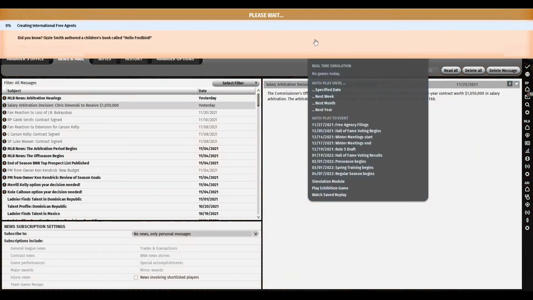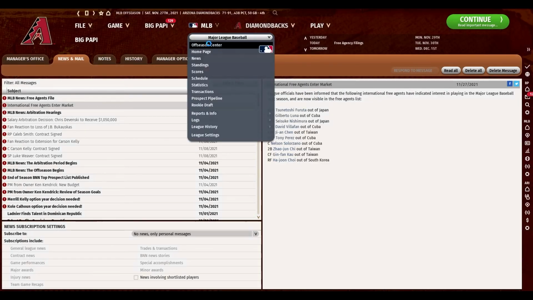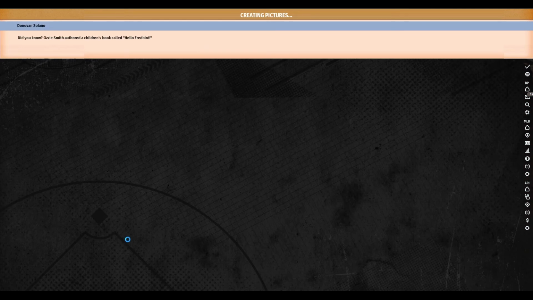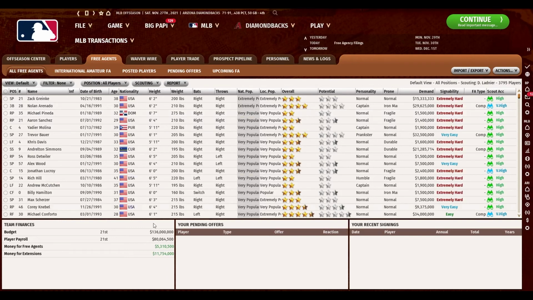Let's get to free agency. All right, so we're in free agency. And when I don't have a lot of money, like we don't right now, we've got, what, $3 million or something? Oh, yeah, $5 million. So we have $5 million for free agents, $11 million for extensions.